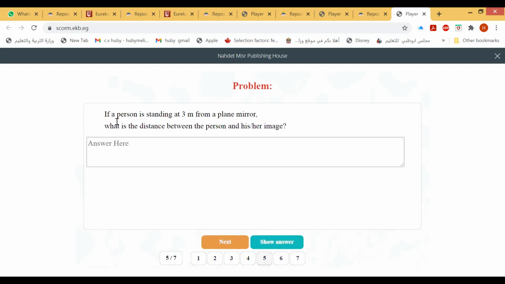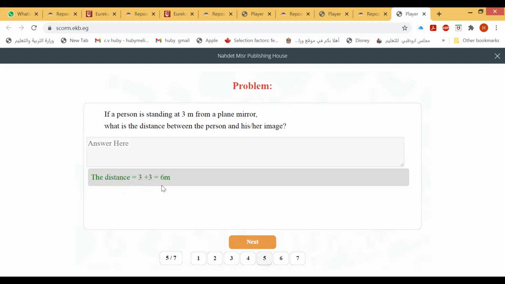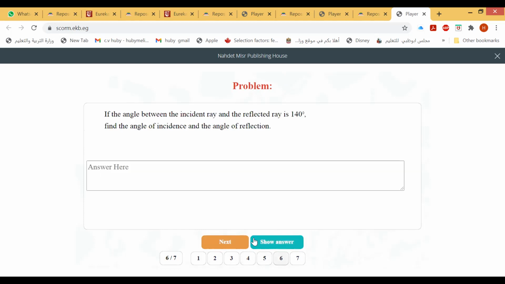If a person is standing 3 meters from a plane mirror, imagine you stand at 3 meters from a plane mirror. What is the distance between the person and his image? Person and image, not image and the plane mirror. No. يبقى نعمل إيه? The distance equals 3 plus 3 equal 6.